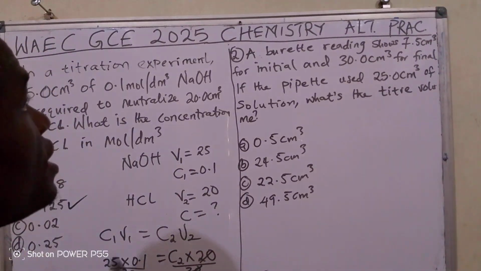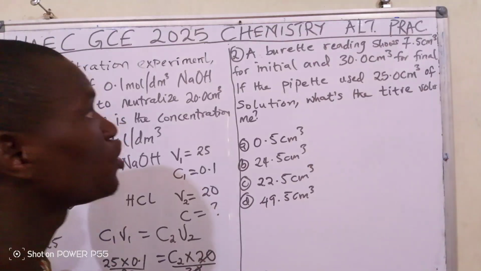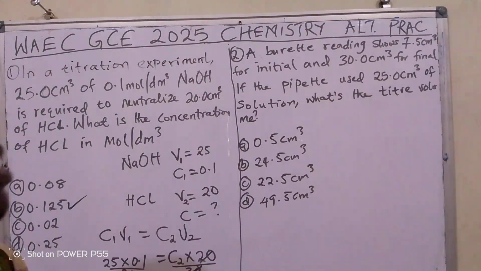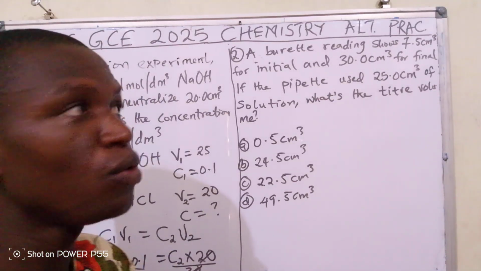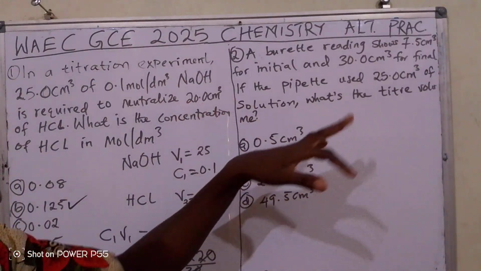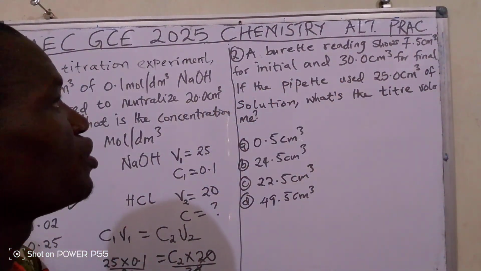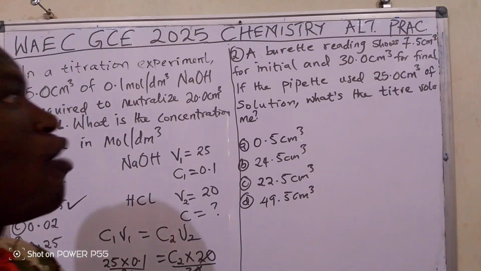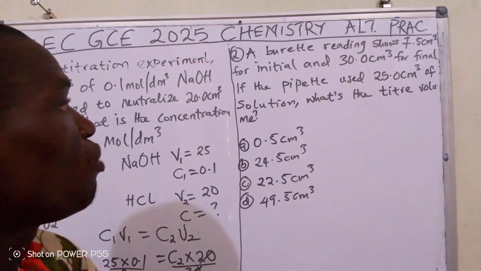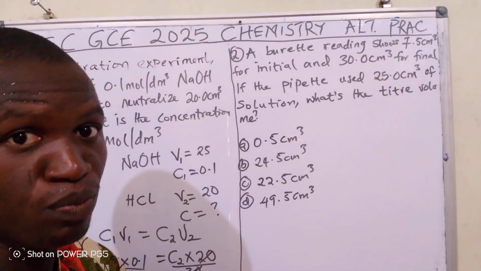The next question says, a burette reading shows 7.5 cm cube for initial reading, and 30 cm cube for the final reading. You know, when you are using a burette, you have initial reading and final reading. So in this case, the initial reading was 7.5 and the final reading was 30.0 cm cube. Now, if the pipette used 25 cm cube of solution, what is the titre volume?